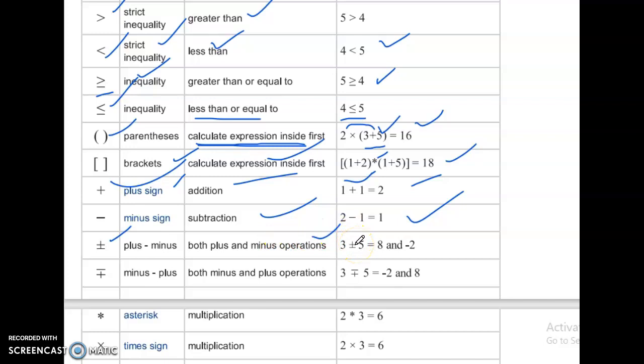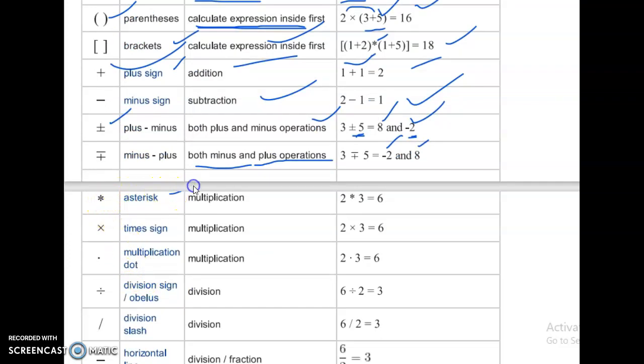3 plus or minus 5: 8 for plus, both are plus. If deducting minus, then minus 2, because on the bigger number's side the minus is there, that's why the minus sign is there. Minus plus, both minus and plus operations. So 3 minus plus 5 equal to minus 2 and 8.